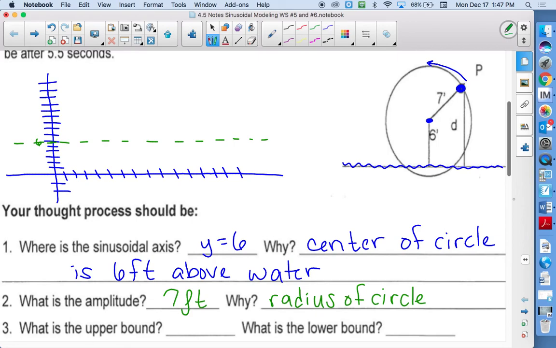So if that arm, the radius, is taking you 7 feet above the center, Brandon, the highest point would be 13 feet, because we already have the 6. Let me start with the 6. We're going 7 feet above that to get 13 feet. So we know we have to go up to 13 feet. That's up here. And Brandon, if it's going to take you 7 feet below the center, then you would be at 7 feet.